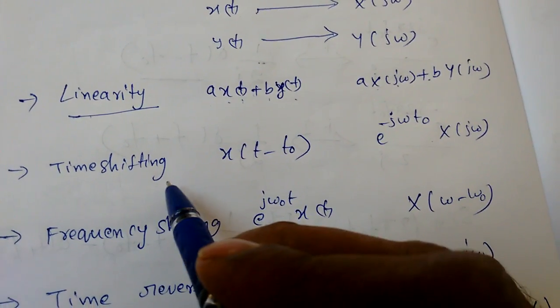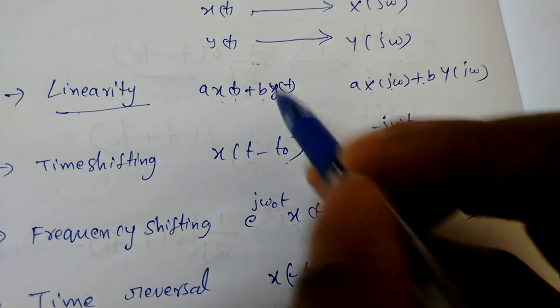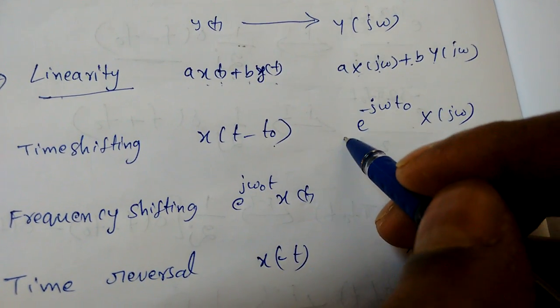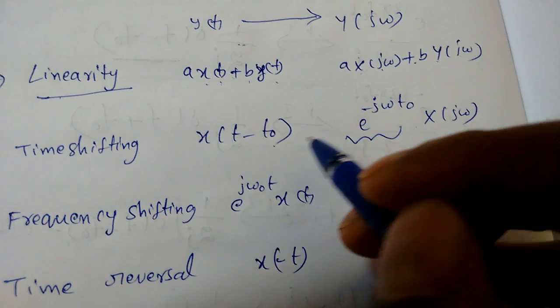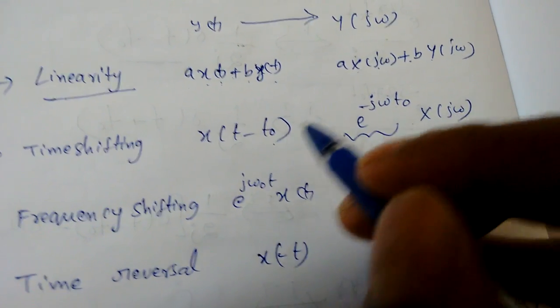Next, if there is a time shifting, that is x of t minus t naught. So what is the Fourier transform? For x of t, it is x of j omega; if there is x of t minus t naught, there is e power minus j omega into this t naught. So minus means I will get minus only, remember this point.